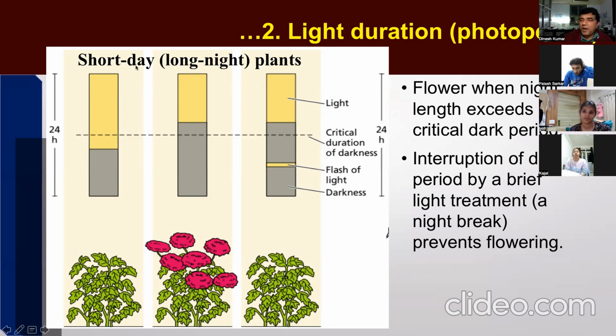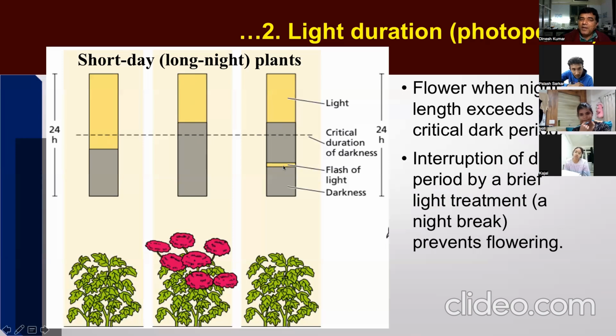So this is about the short day plant. Short day plant means long night plant. Here you can see the light period is longer. It starts here and goes up to here and crosses the critical period limit. It enters into the dark period, then no flowering. In another case, the day length is shorter than the critical. So here no problem, because the darker period is longer than the critical. So the plant will flower.